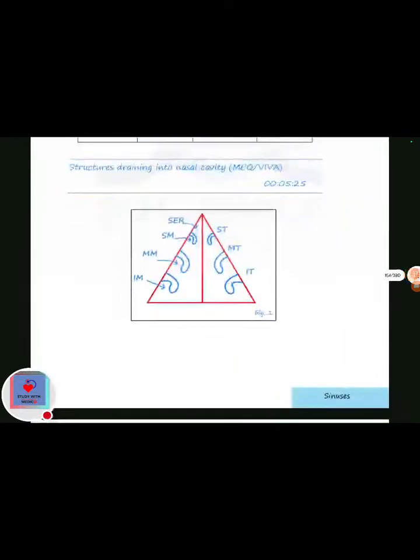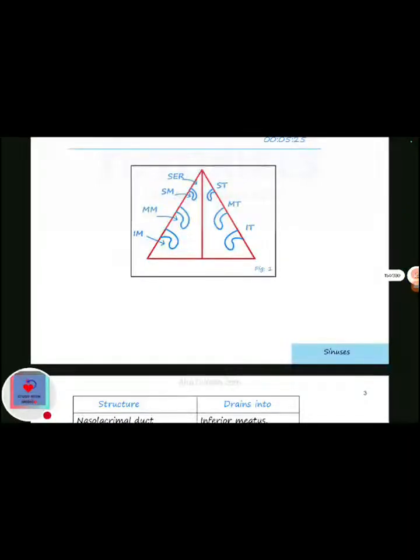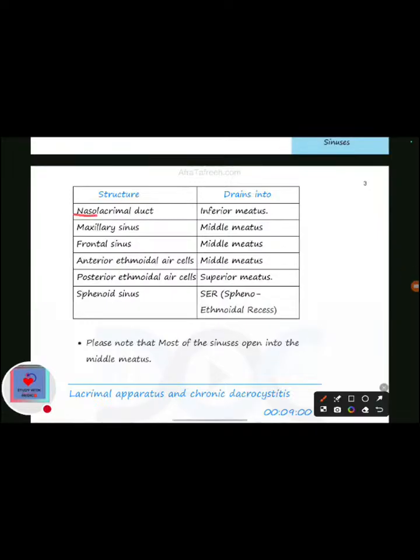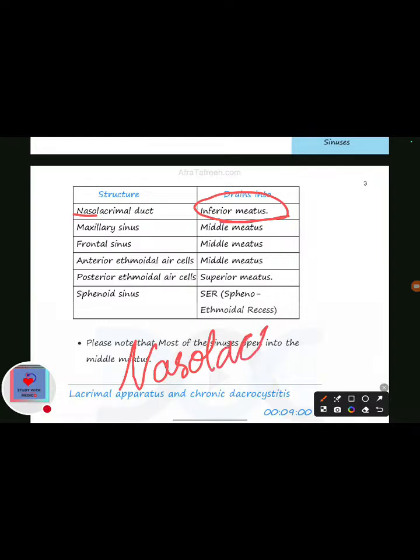Structures draining into the nasal cavity. Middle turbinate we have seen. Middle meatus. So let's see. Nasolacrimal duct, inferior meatus. Whenever you cry, the tears come out through it. They are present in the inferior meatus itself.